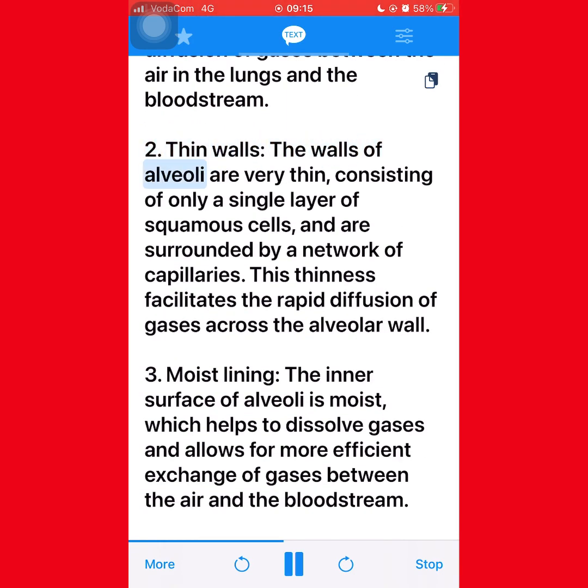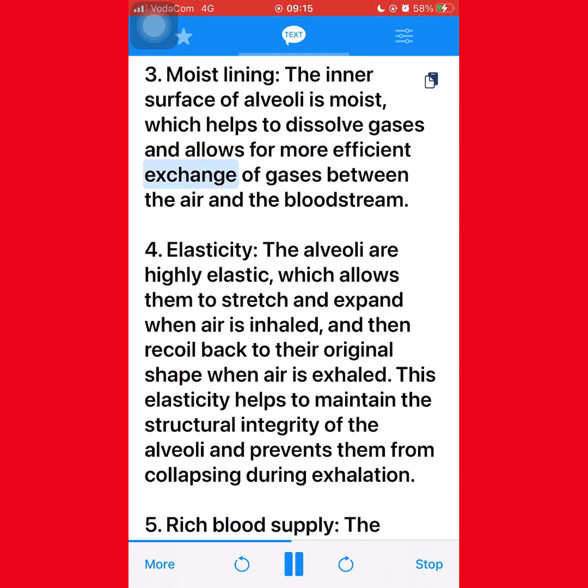2. Thin walls. The walls of alveoli are very thin, consisting of only a single layer of squamous cells, and are surrounded by a network of capillaries. This thinness facilitates the rapid diffusion of gases across the alveolar wall. 3. Moist lining. The inner surface of alveoli is moist, which helps to dissolve gases and allows for more efficient exchange of gases between the air and the bloodstream.